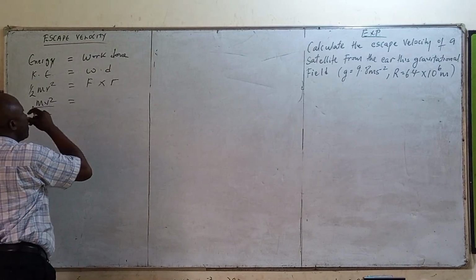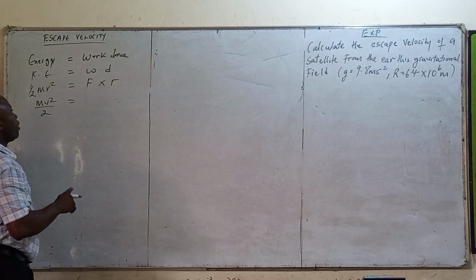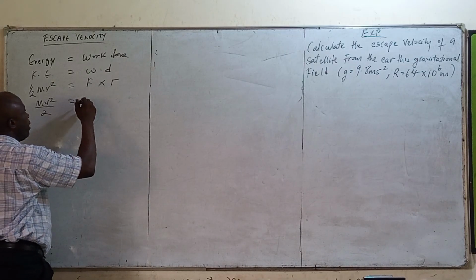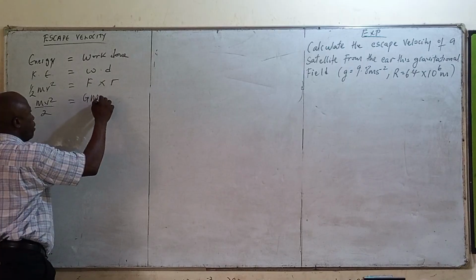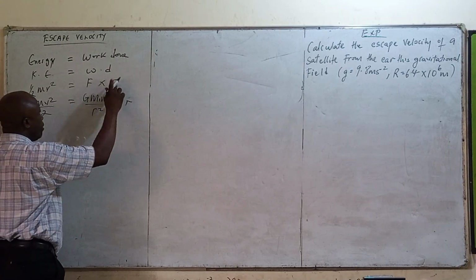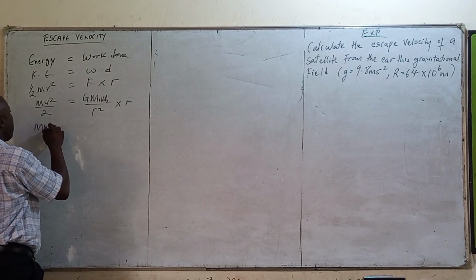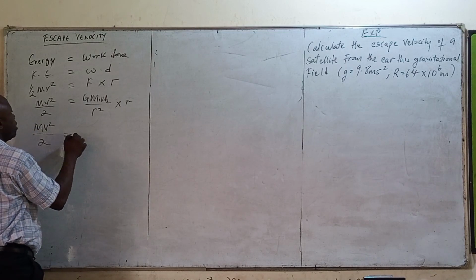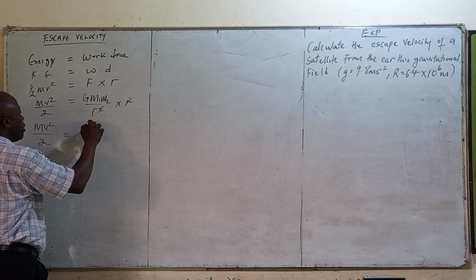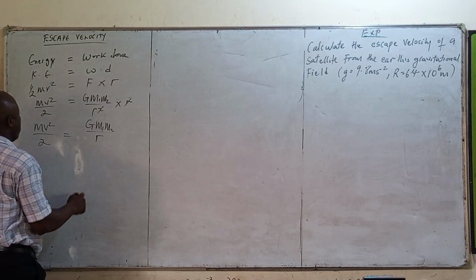Recall, the force exerted on such a body, since the body is escaping the influence of gravitational force, will be given by G m1 m2 over r squared. So multiplying by the distance r, we have mv squared over 2 given by, of course, this r will remove one here, and we will be left with G m1 m2 over r.